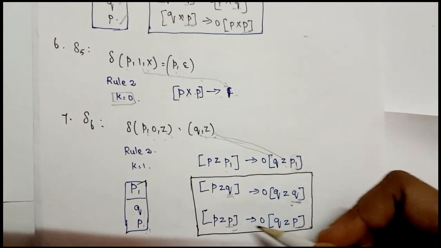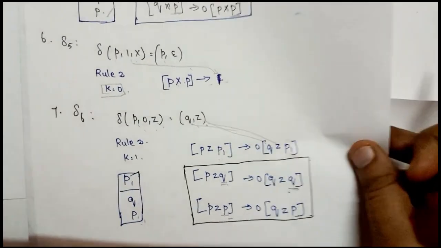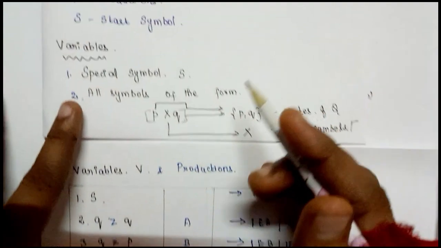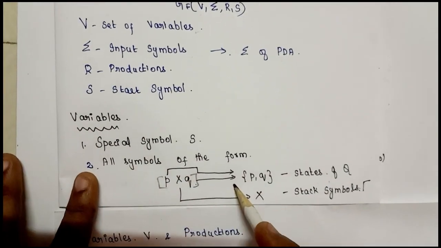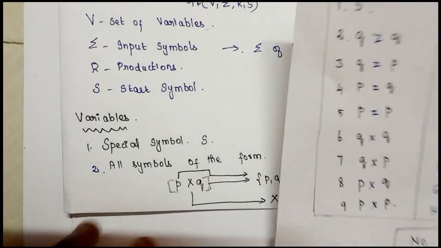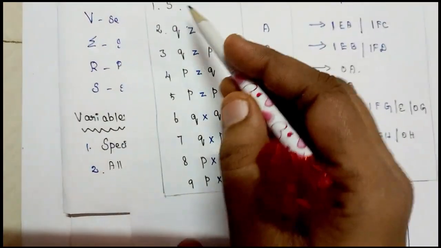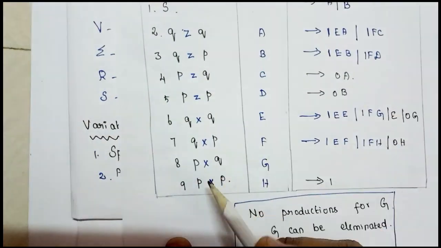We have seen productions for all the transition functions. Now we have to simplify these productions. As I said, for each of the variables we have to write the respective productions. So first, let's list out all the productions. The starting symbol is S.